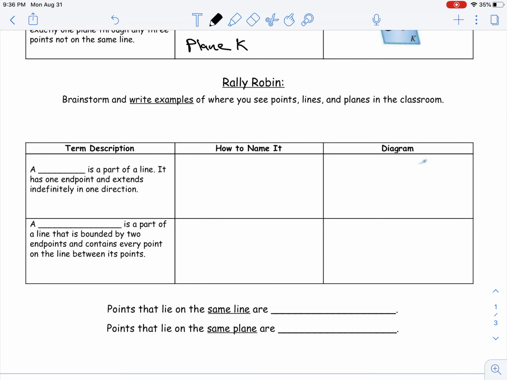Next question here. Brainstorm and write examples of where you see points, lines, and planes in the classroom. I'm just going to go through 3 really quick examples. The example that I use for a point would maybe be the tip of a pencil. That's more of a location and not a size. Lines, maybe the edge of a ruler. And planes, maybe the cover of a book.